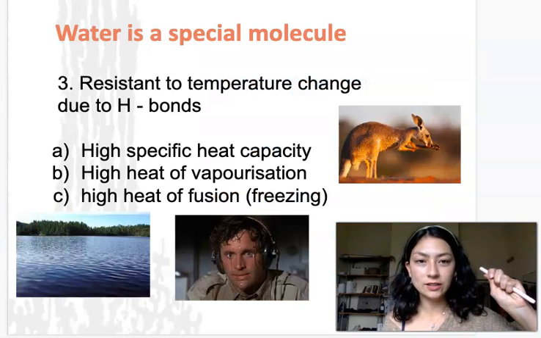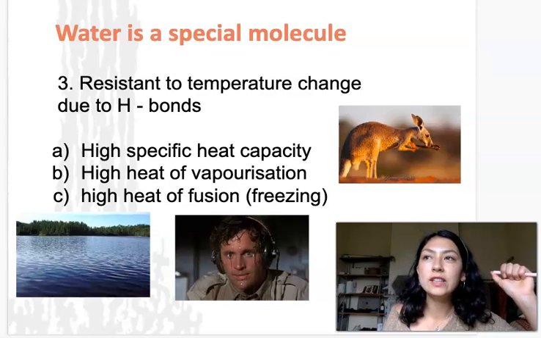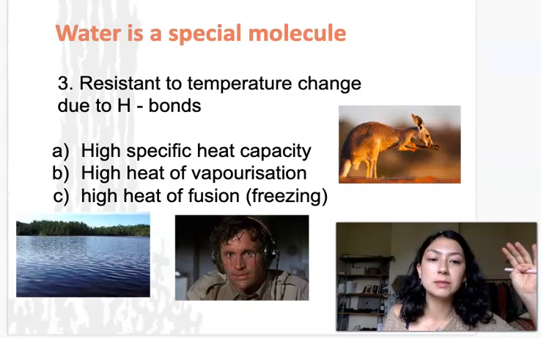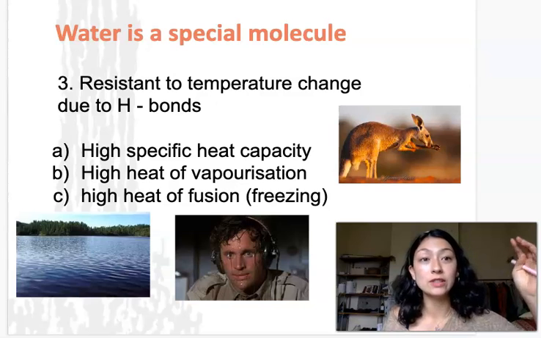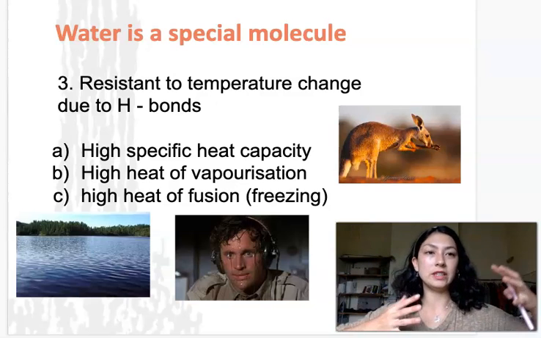Water is very resistant to temperature change. It's stable. If you live in a coastal region, you'll experience much less dramatic changes in temperature than if you lived in the inner city or inner suburbs, because you're living near a body of water.